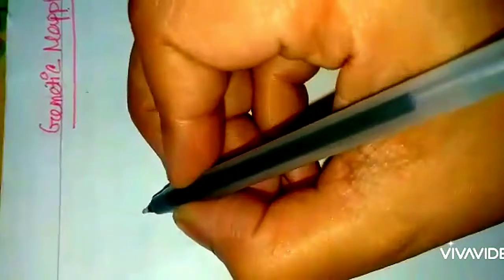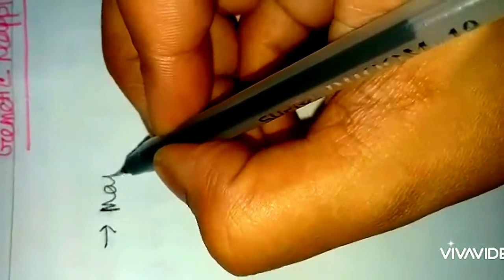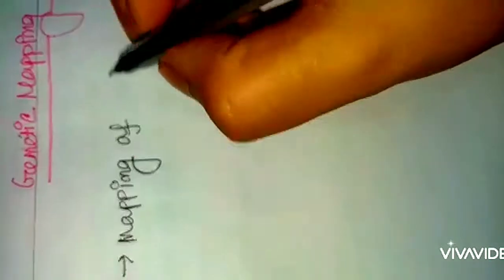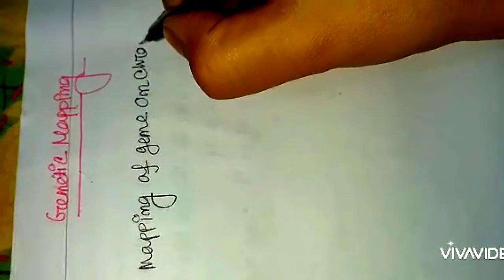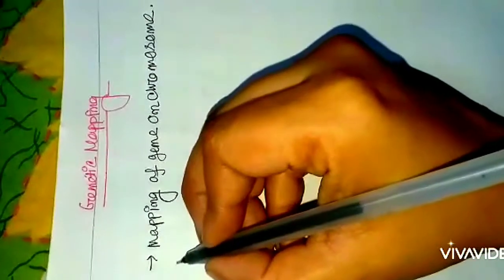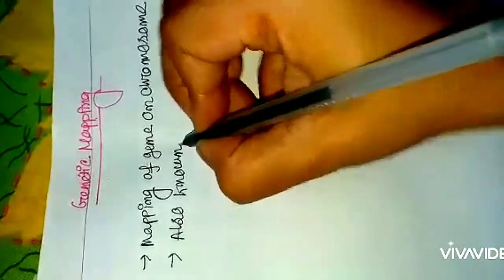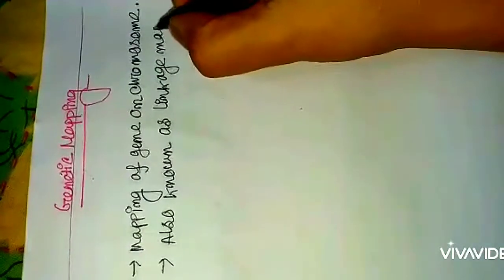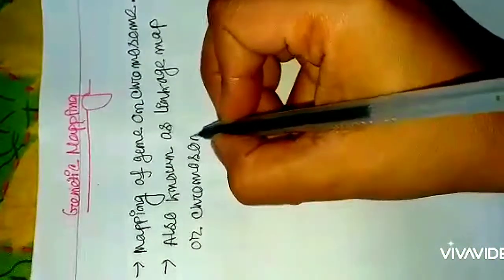So we are writing the first point, that genetic mapping means the mapping of gene on chromosome, okay. The second point is, it is also known as linkage map or chromosome map.